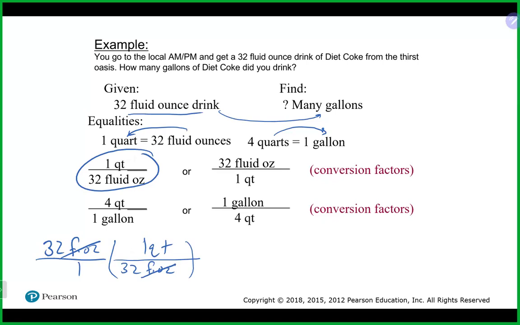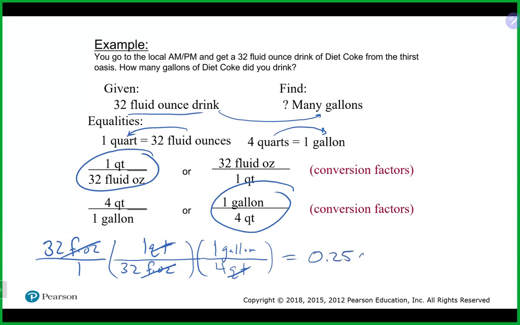And again, we could clearly see at this point that it's up on top. And that makes our second decision also relatively straightforward: quarts bottom location, right? So that takes care of that. We're going to back up the next calculation there. 1 gallon. Quarts will cancel and divide. It equals, and you end up with 0.25 gallons.